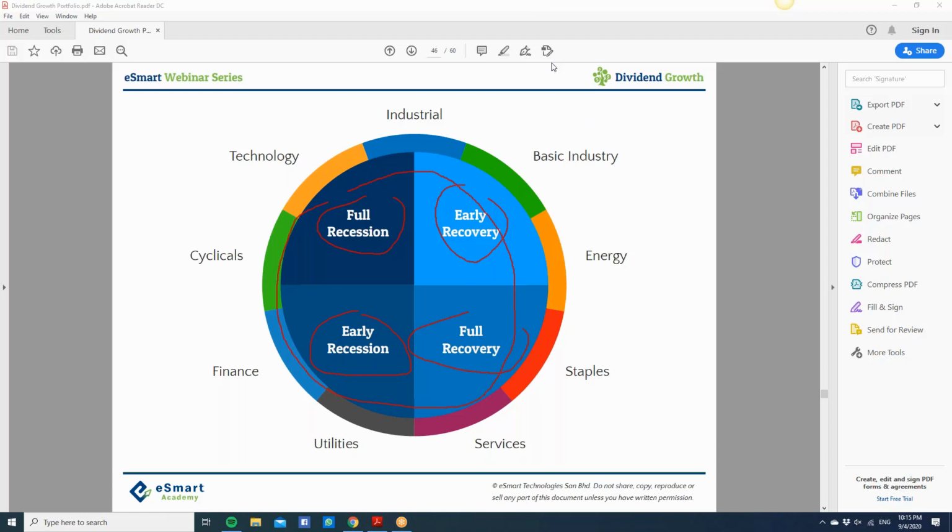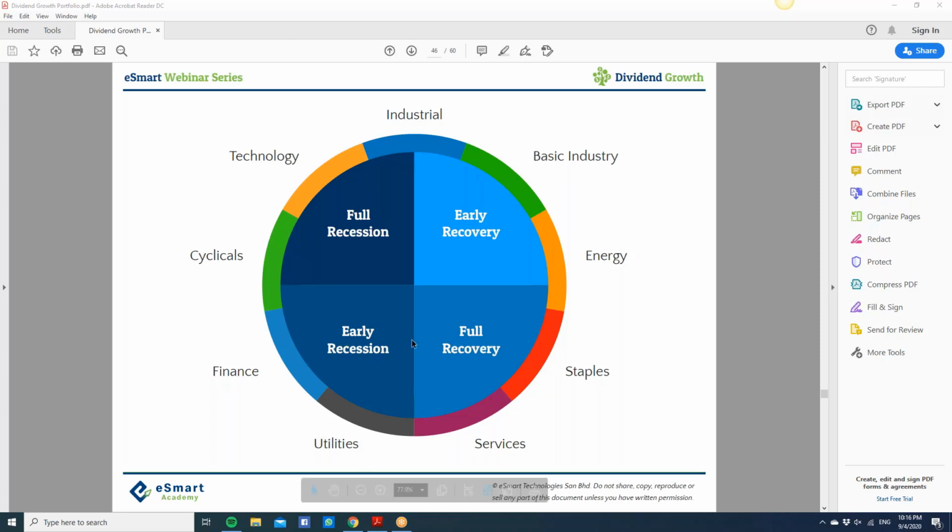In this model, within each of these seasons of the cycle, certain companies in certain industry sectors are going to perform well. For example, in early recovery, the industrial sector, basic industry sector, and energy sector tend to perform well, meaning companies in these sectors tend to perform better. When we are in early recession, companies in utilities, finance, and cyclical tend to perform better.